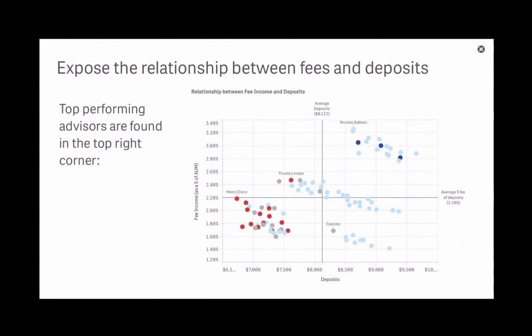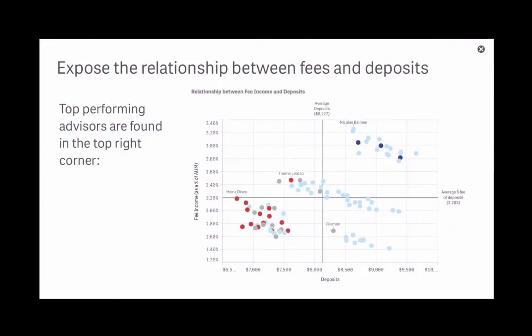So let's get started. One of the things that wealth managers look really carefully at is the relationship between the deposits received and the fees earned. It's a very good measure of how profitable a client relationship will be. In this case, we can see that there are a number of high-performing advisors in the top right-hand quadrant whose fees earned and deposits are above the average.